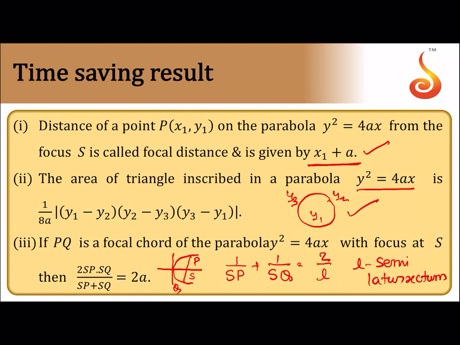So focal distance is x1 plus a, and the area inscribed in a parabola will be 1 by 8a times (y1 minus y2)(y2 minus y3)(y3 minus y1). If PQ is the focal chord, then 1 by SP plus 1 by SQ is equal to 2 by L, S is the focus here, where L is the semi-latus rectum. This is valid for ellipse as well as hyperbola also.